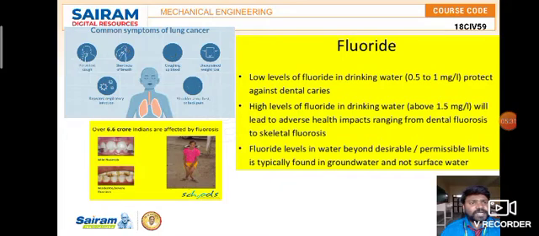Suppose there are high levels of fluoride in drinking water. If it is more than 1.5 milligrams per liter, then it will lead to adverse health impacts ranging from dental fluorosis to skeletal fluorosis. Fluoride levels in water beyond desirable or permissible limits are typically found in groundwater and not surface water. Most of the time this fluoride content occurs in groundwater rather than surface water.